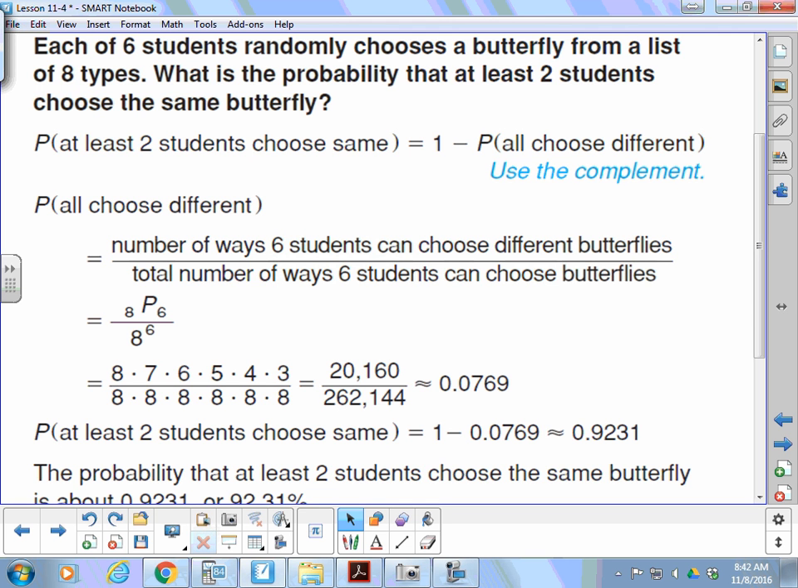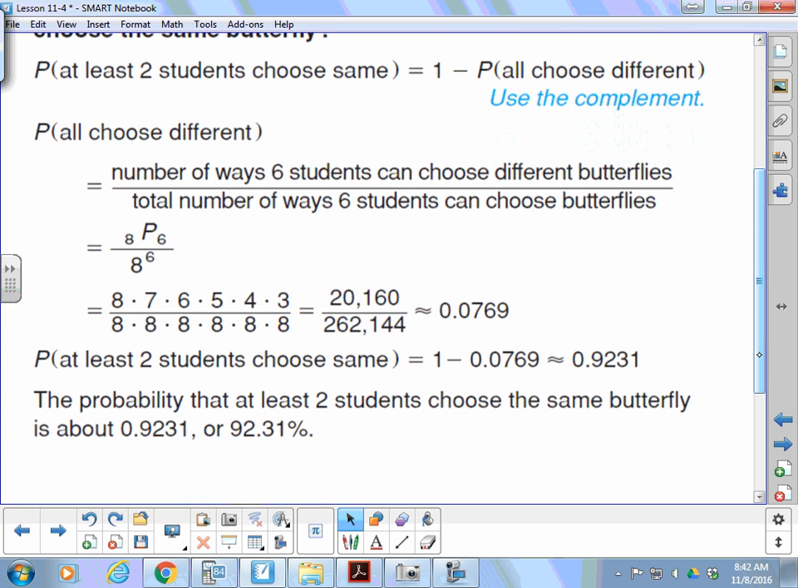So there's a 0.0769 probability that all of us choose a different butterfly. And when I subtract that from 1, I get 0.9231, or about 92.3% chance that at least 2 people are going to choose the same. Right? Maybe Jake likes the monarch butterflies and Sonia likes monarch butterflies too, so they're both going to choose the monarchs.